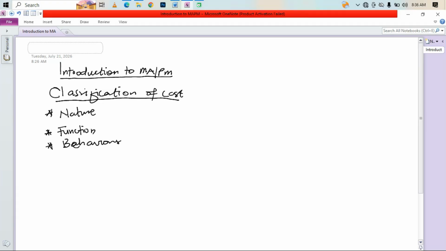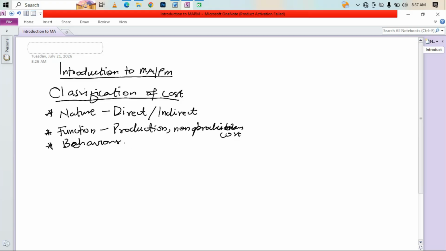Now when it comes to the classification of cost as nature, what goes into it? Basically, when you take cost that is being classified as nature, we are looking at, is the cost direct or is it an indirect cost? Then we take the function of the cost, then we can have production cost and non-production cost. The production costs are the costs that are involved in production, and the non-production costs are not involved in the production.